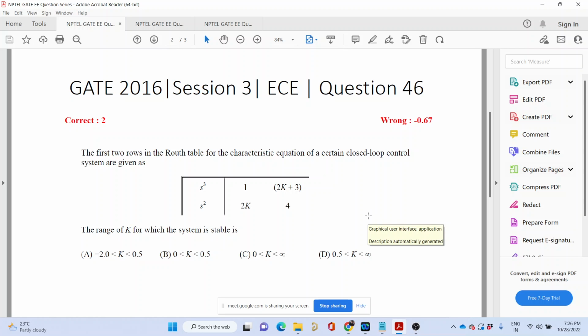So have you already done the sum? It is already 3 minutes. 3 minutes is over. So option B. Option B. Let's see.